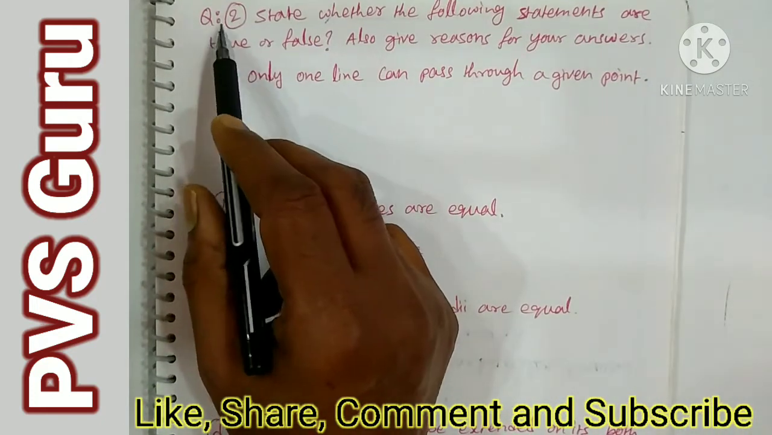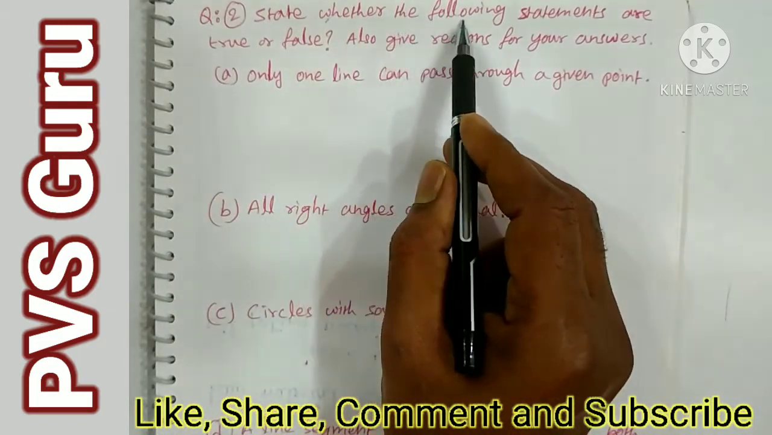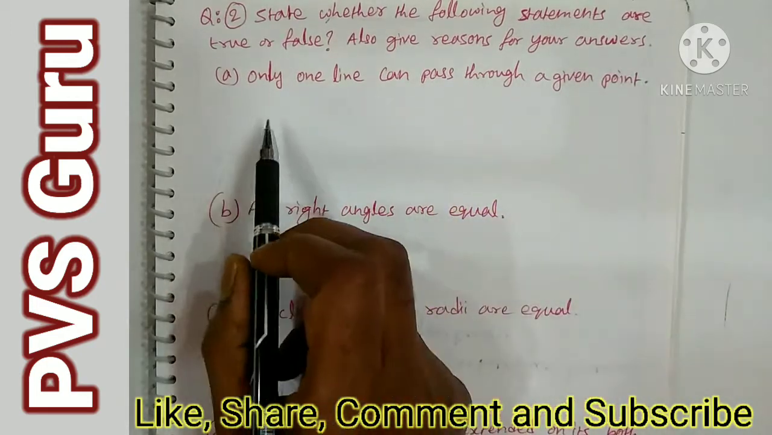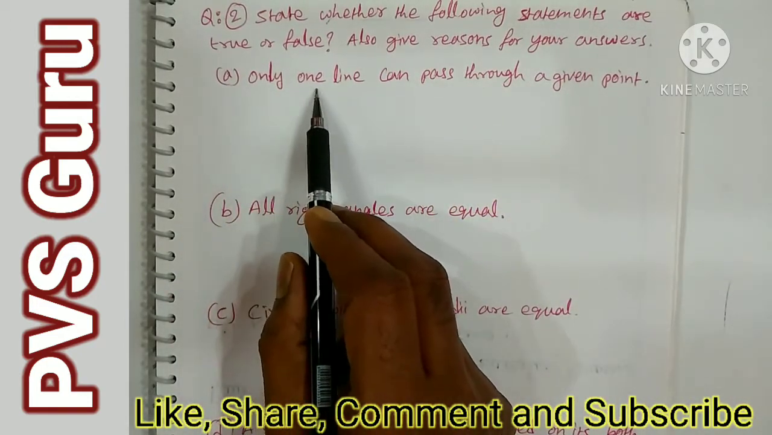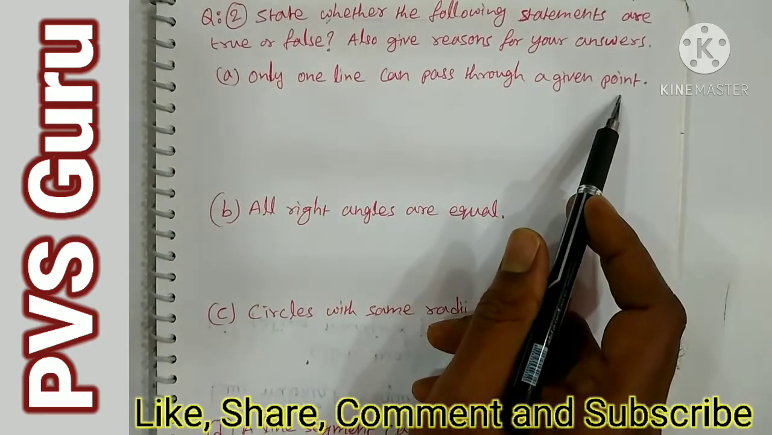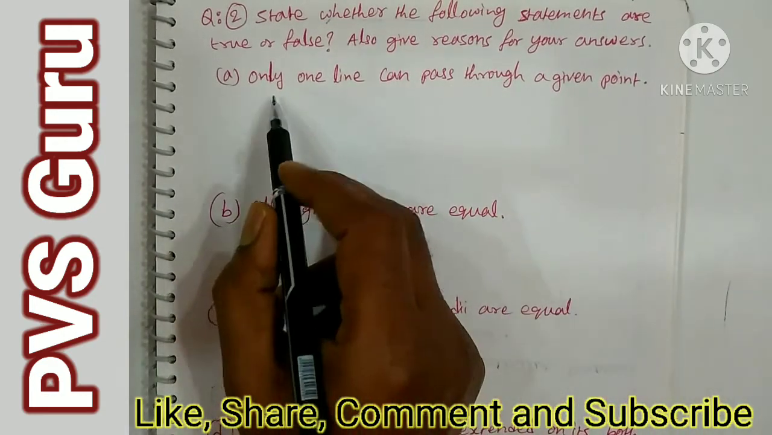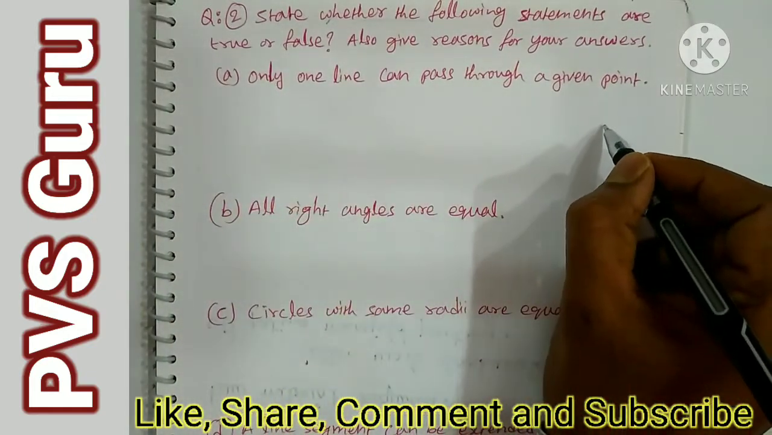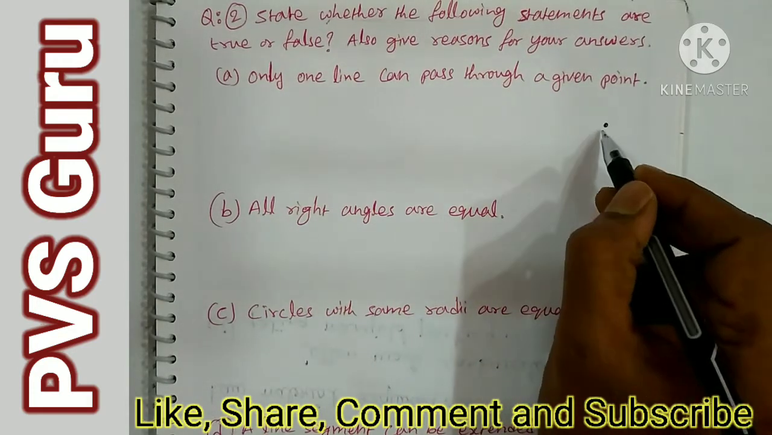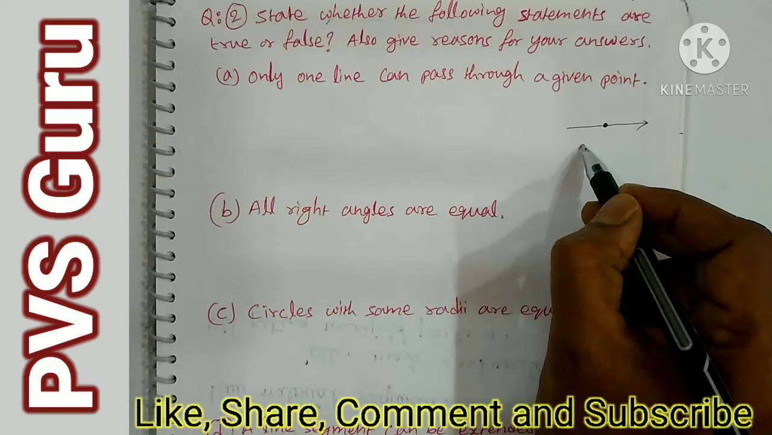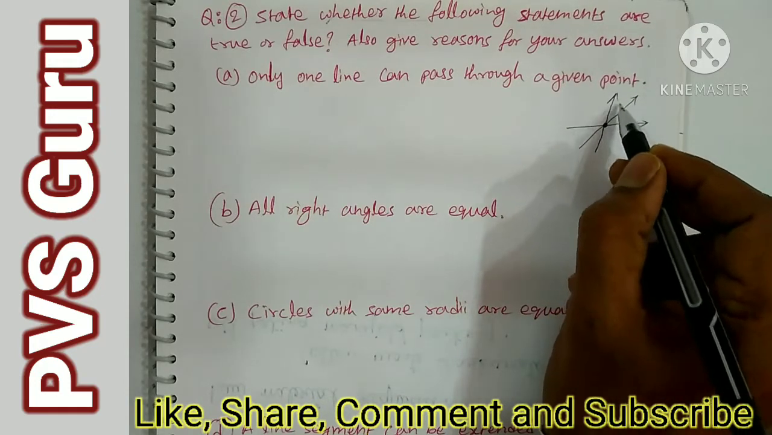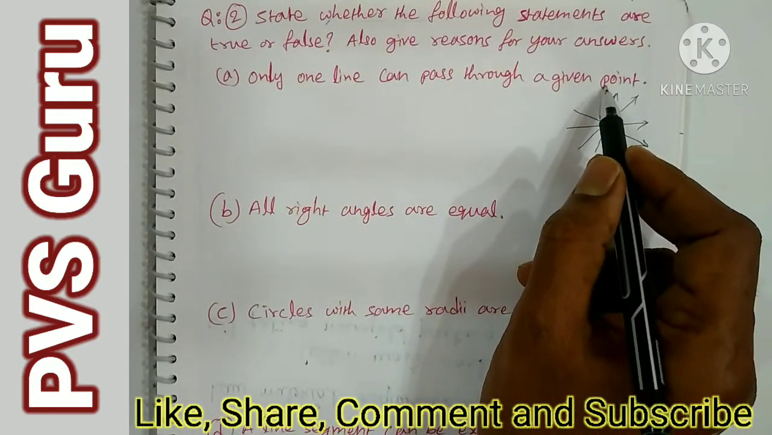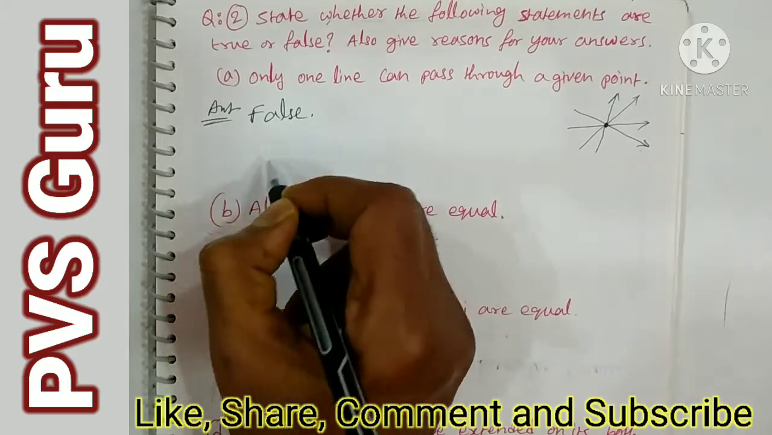Question number 2, state whether the following statements are true or false. Also give reasons for your answer. Here first bit, only one line can pass through a given point. Best example, you observe it, this is the one point. I am drawing one line, another line, another line, and like that we can draw any number of lines. So it is false.